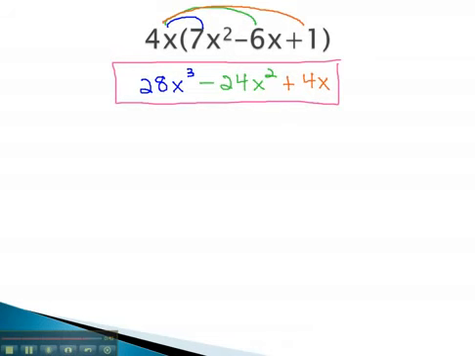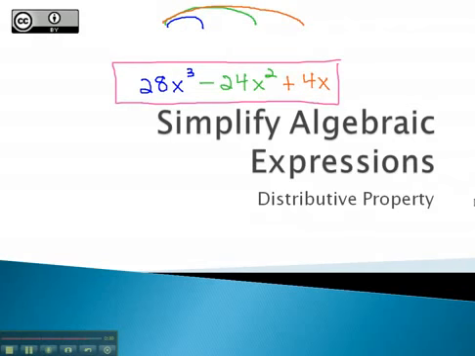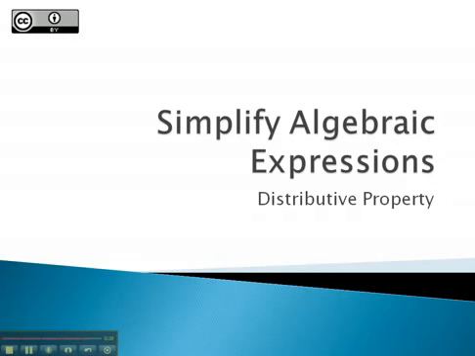By multiplying the front term through the parentheses, we can simplify many different algebraic expressions using the distributive property.